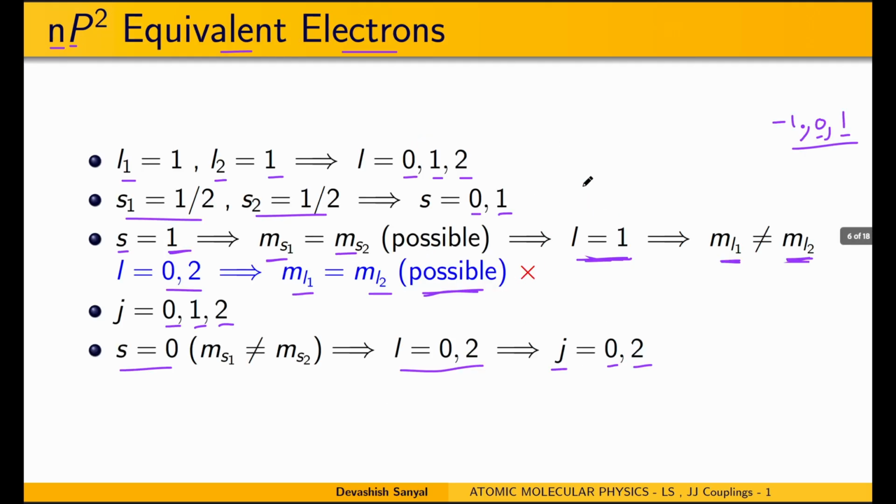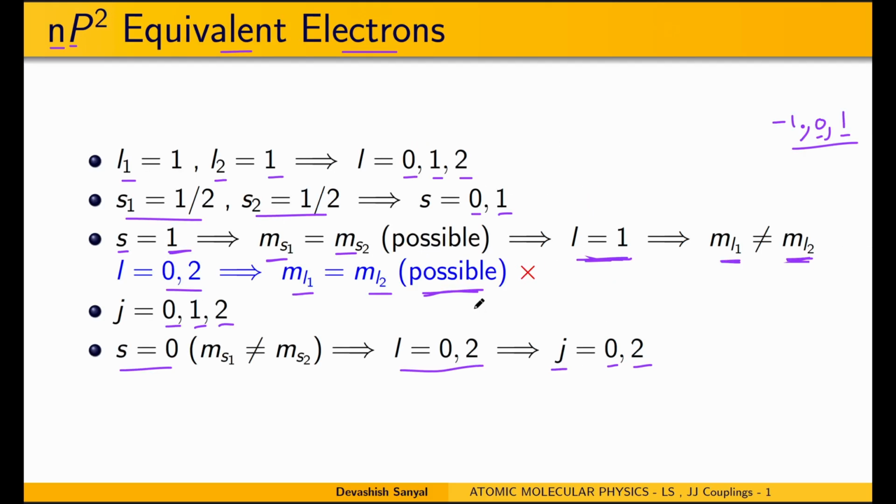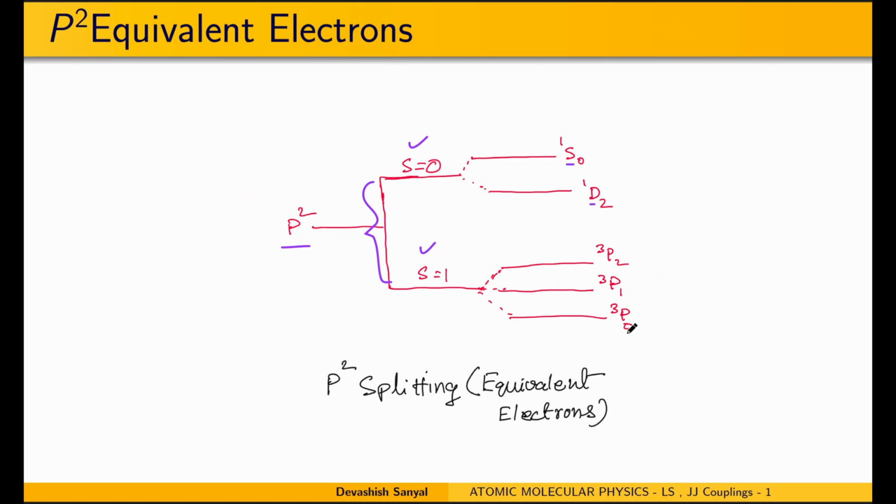So S is equal to 0. If S is equal to 0, J can have only values 0 and 2. So here S, and another value of orbital angular momentum will be D. And when S is equal to 1, we have seen the possible values of J are 0, 1 and 2. And you can see here this orbital angular momentum is P, that is L is equal to 1.